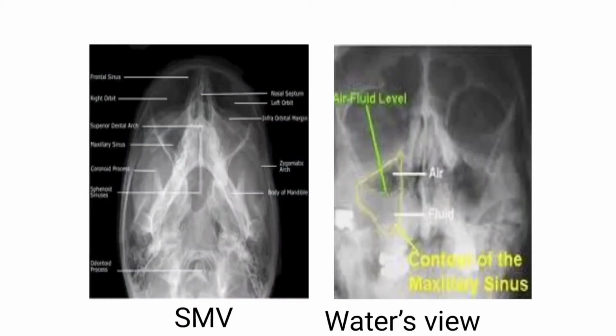Another view showing fluid level within the sinus in Waters view, with the fluid level unilateral. Here is Waters view, here is submentovertex view. As we said before, Waters view is 15 degrees only, submentovertex is different.